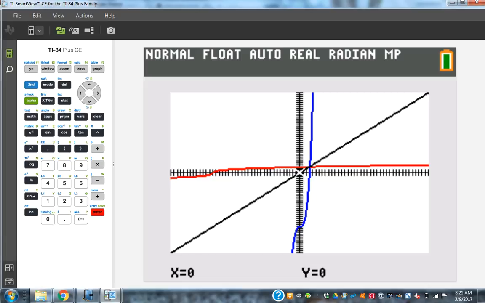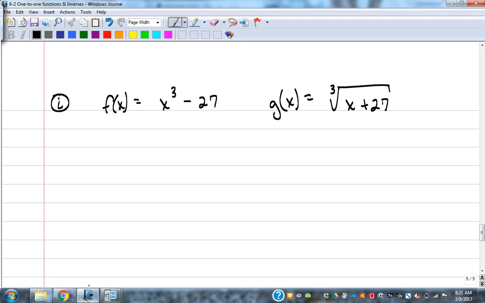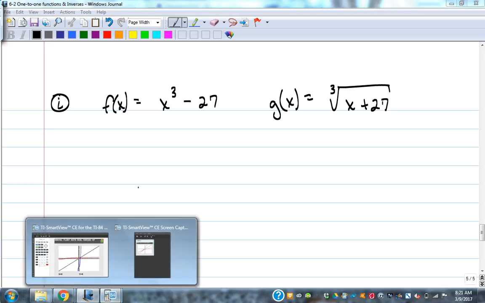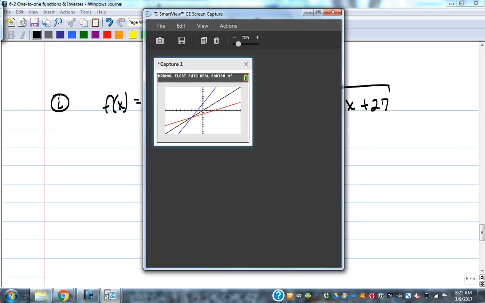Normally, you're going to have your window set to the standard window, 10 by 10, and you're not going to see everything. So it looks like they're straight. They're a little curved, but not much. But here they're curved quite a bit. But they still cross on the y equals x line. So if they cross on the y equals x line, it's a very, very good indicator that they are inverses of one another. Okay, so graphical verification.